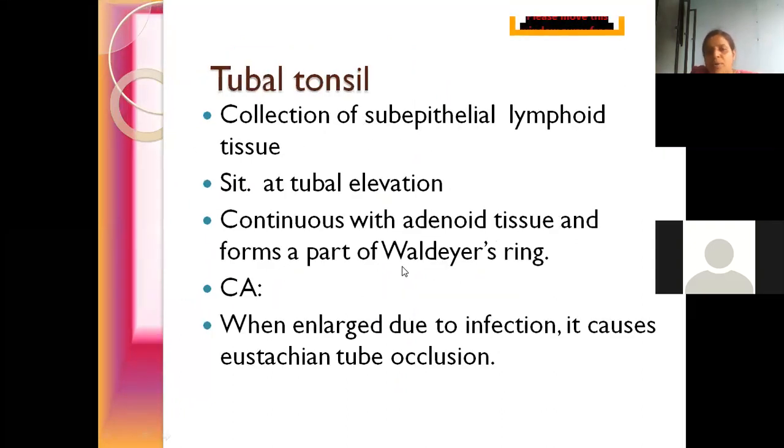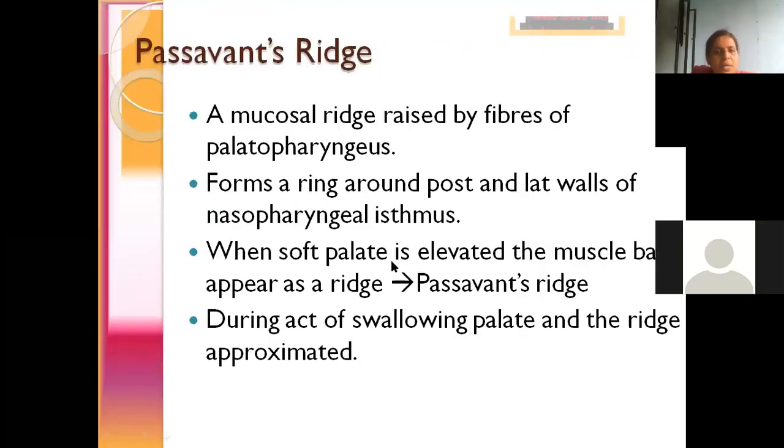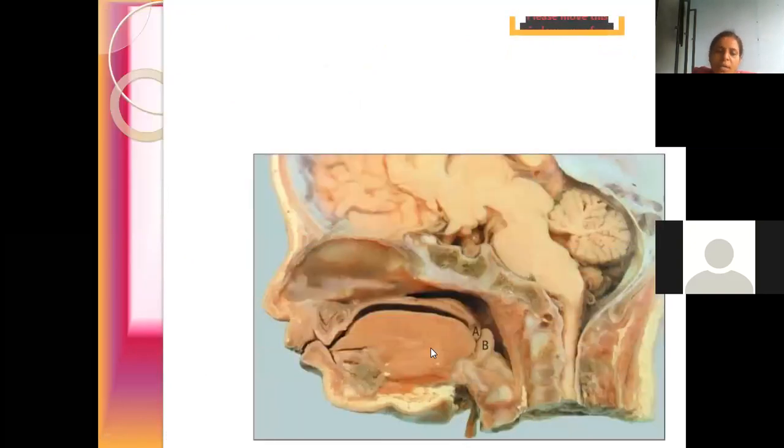Tubal tonsil, I told you it is associated with the opening of the eustachian tube. You will see like a tubal elevation. It is a part of Waldeyer's lymphatic ring. This is the eustachian tube. Above this, you will have the tubal tonsil. Okay, then the sinus of Morgagni also will not be asked, beta. You need not worry. All these are so many complicated things which you will get confused.